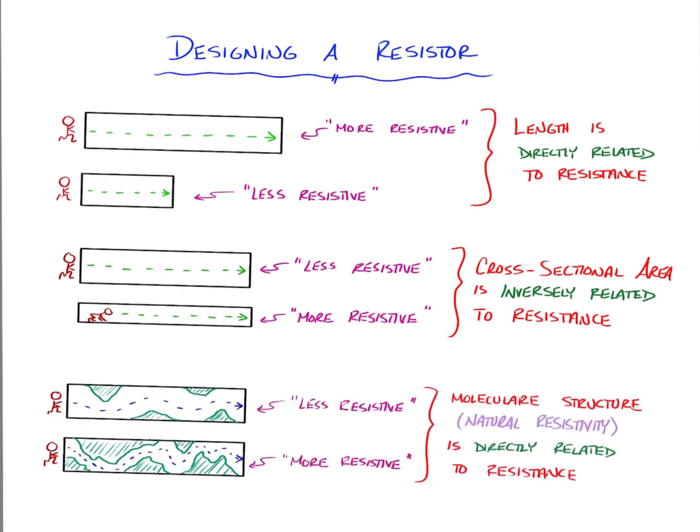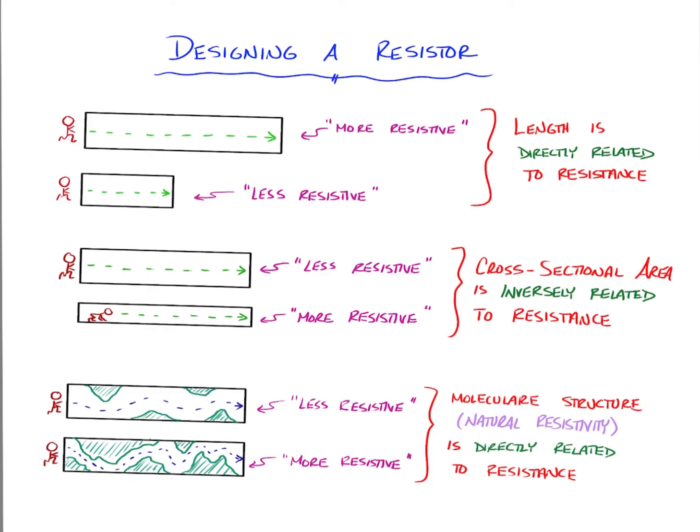This one's a little bit trickier. What we're really saying is the molecular structure or the internal makeup. What we're really saying is the natural resistivity. As we went over before, there's always a natural resistance to different objects. Some objects have a fairly high natural resistance, and that's why we use them in resistors. The actual internal structure of these hallways will make it more or less difficult. So we say the molecular structure, the natural resistivity, is directly related. The lower the natural resistance, the easier it is for electrons to get through, and the higher the natural resistance, the more difficult it is to get through.